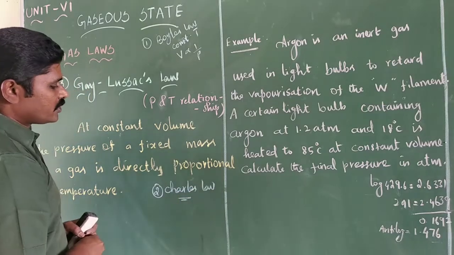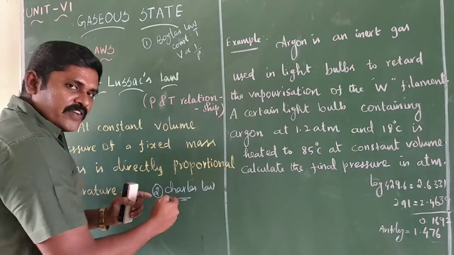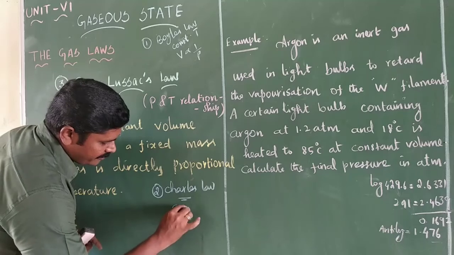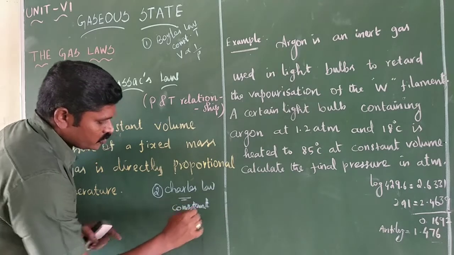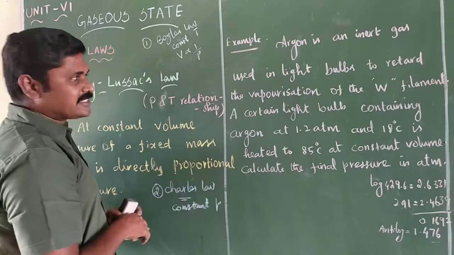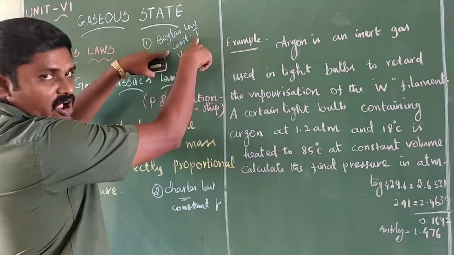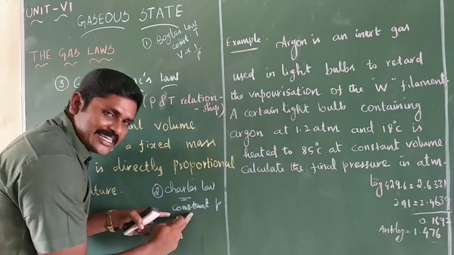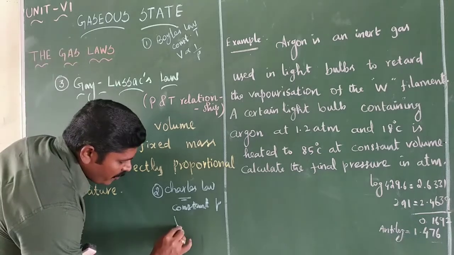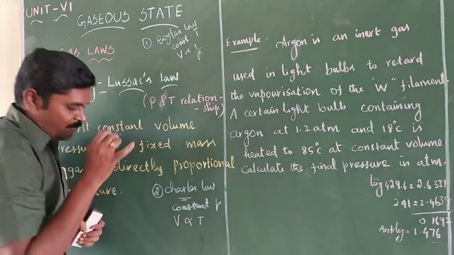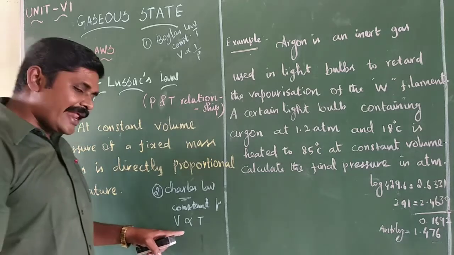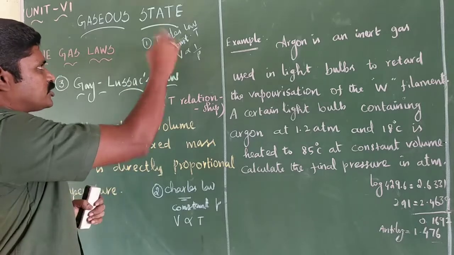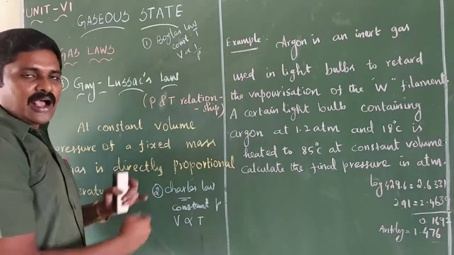Charles's law. A fixed mass of a gas at constant pressure. So, pressure is constant in Charles's law, and temperature is constant in Boyle's law. A fixed mass of a gas at constant pressure, the volume is directly proportional to temperature. So the first is Boyle's law, the second is Charles's law, which you already know.